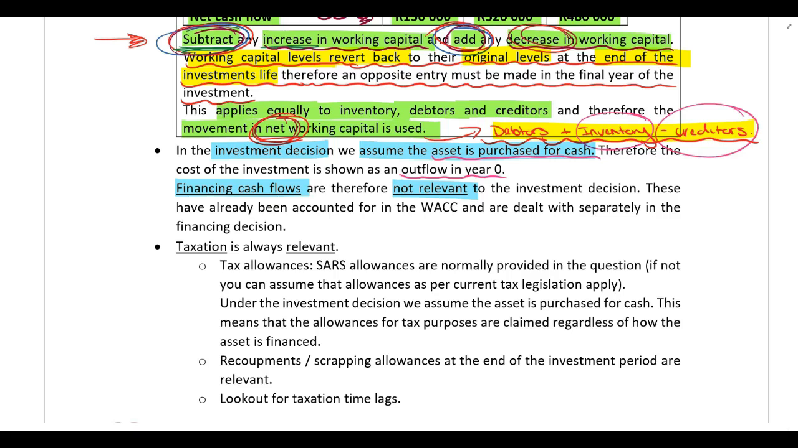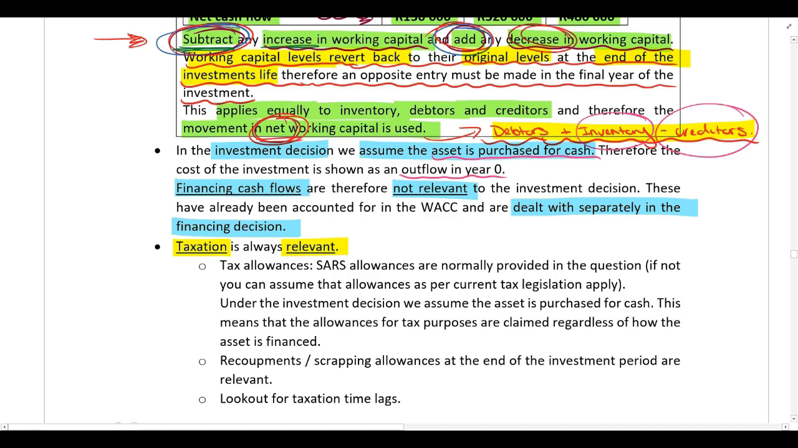We never take any financing cash flows into account in our investment decision. So completely ignore any financing cash flows, because we are going to deal with those separately when we get to the financing decision. So we look at the financing decision in a separate lecture. It's a completely separate decision. This week we are looking at the investment decision. Ignore financing cash flows. And then lastly, please note that tax is always relevant.